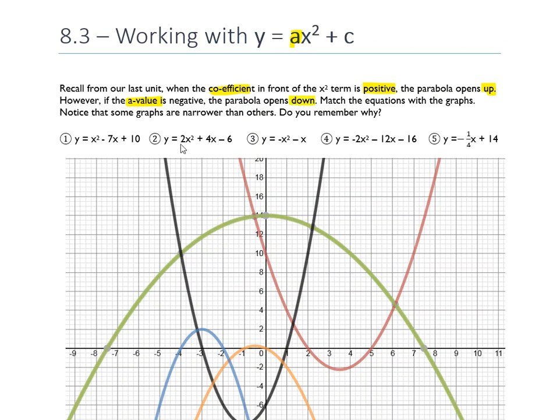We're going to match these equations with the graphs here. Notice that some graphs are narrower than others. Do you remember why? That has to do with the a value. So the a value not only tells you if the graph opens up or down. If it's greater than 1, we won't talk about negatives yet, it gets wider the bigger it is. And if the a value is between 0 and 1, then it starts to get narrow.